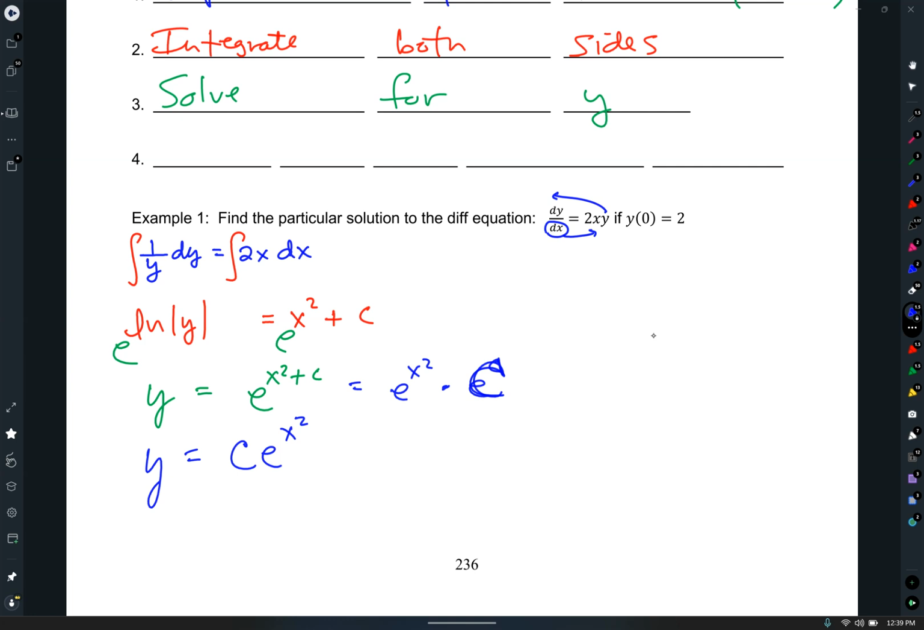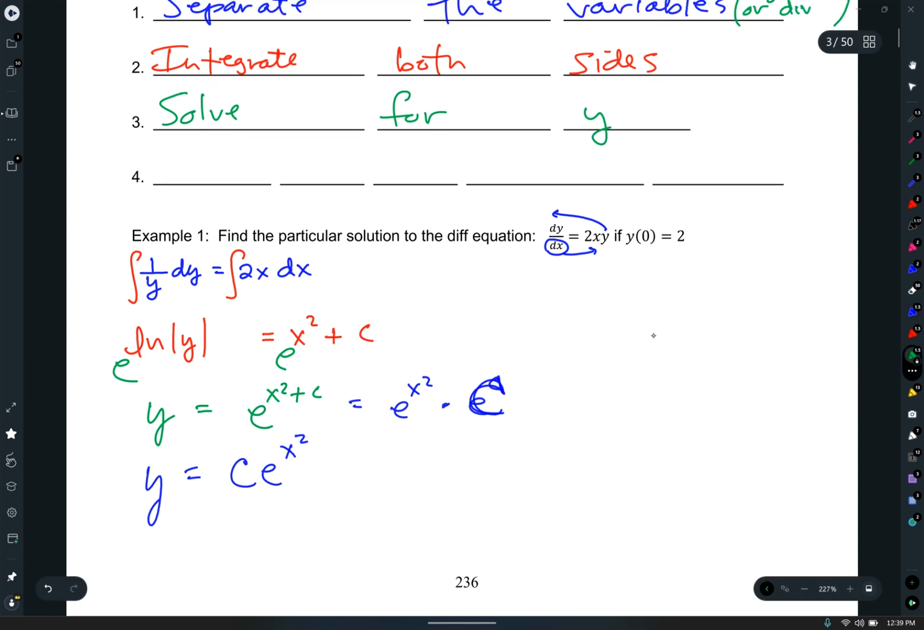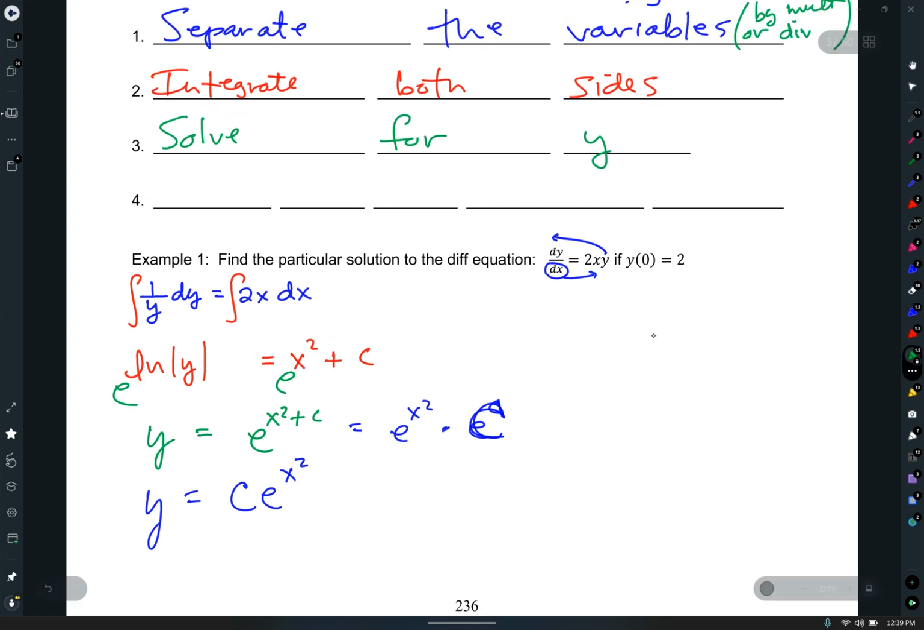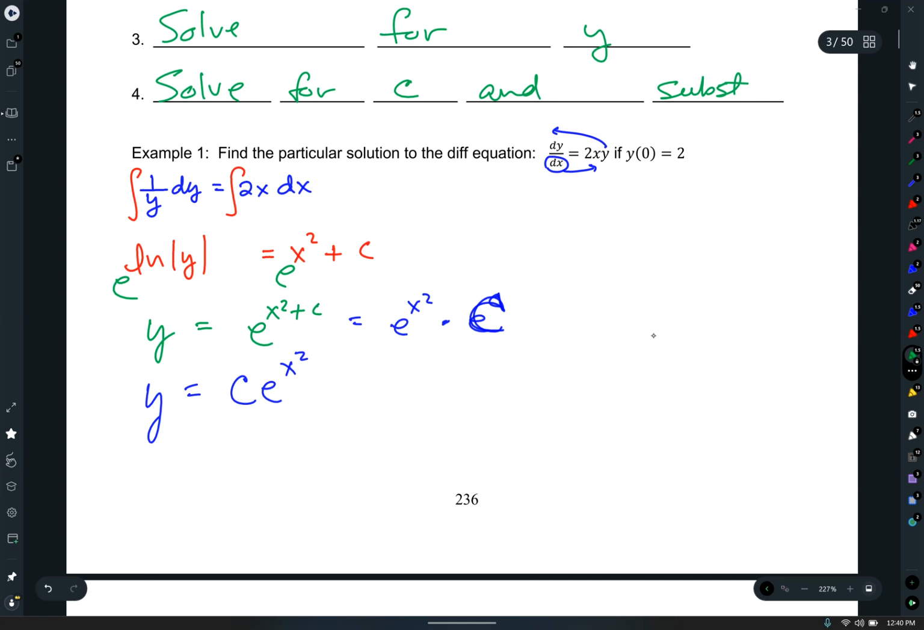Yes. And now I need to go up to number 4 that says solve for c and substitute, meaning solve for c, find out what c is, and then substitute that into the equation. So how do I solve for c? Just like we always have. We use the ordered pair.